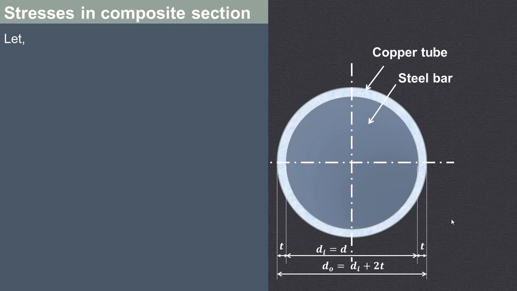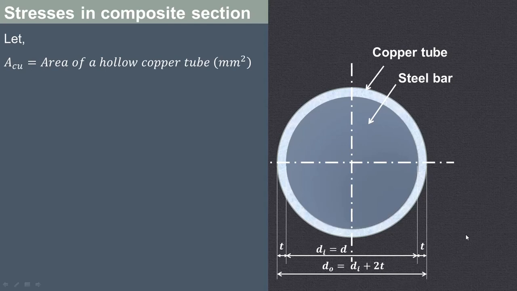Inside diameter is DI, and that is equal to outside diameter of the steel bar also. So inside diameter of the copper tube is equal to the diameter of the solid steel bar. T is the metal thickness. So we can say that DO will be equal to DI plus 2T, because this T and this T, that is 2T.